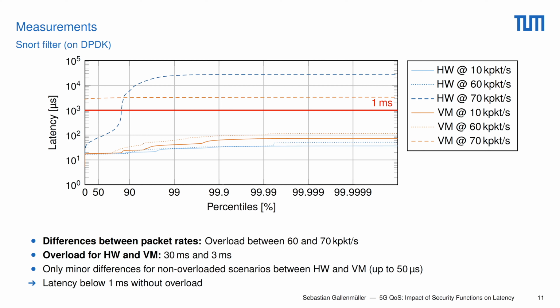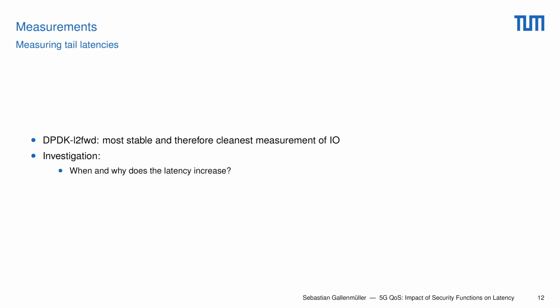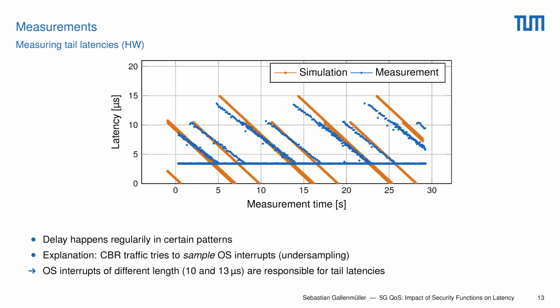Okay, so these were the measurements for the latency. The next measurements take a more detailed look at the tail latencies, which we saw in the previous measurements. For this, we focus on the DPDK-based forwarder because it was the most stable, and therefore we can observe the input-output in the cleanest way possible.